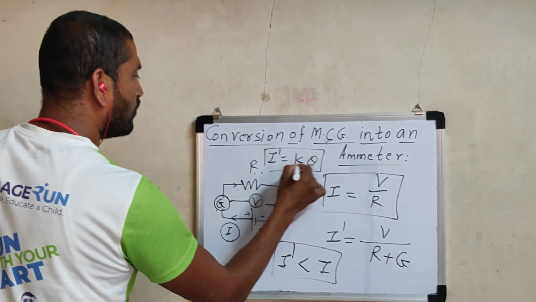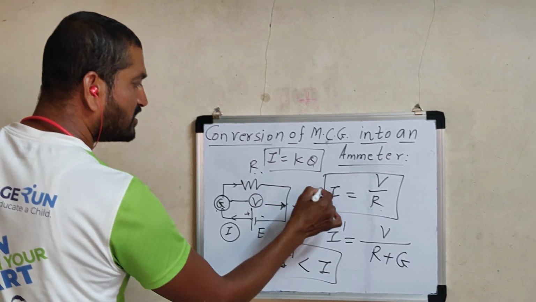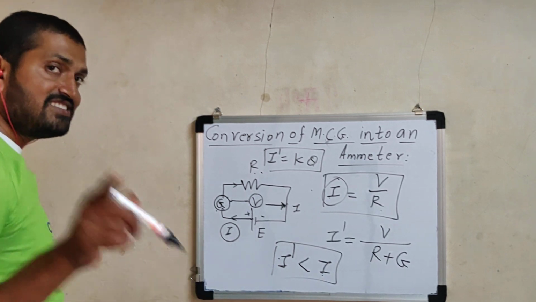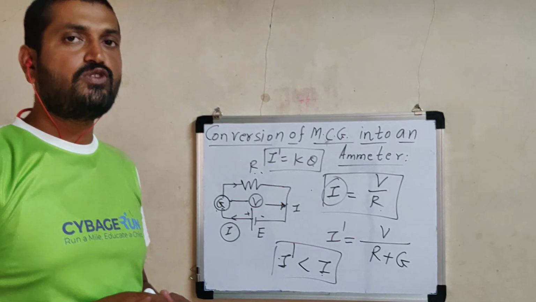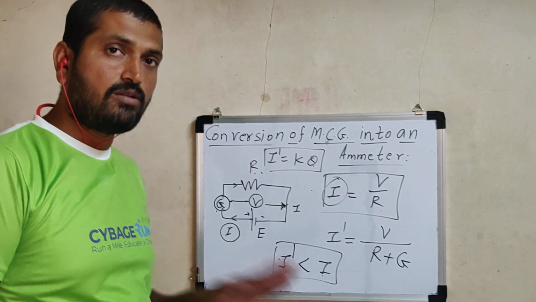Yes, deflection we can note and the constant of the galvanometer is known. So I dash is less than I, which means we are interested in measuring this current I, but we are measuring I dash, which is less than I. This is the limitation of the galvanometer. If we use a galvanometer, it always shows a less reading or wrong reading. The correct current cannot be measured.